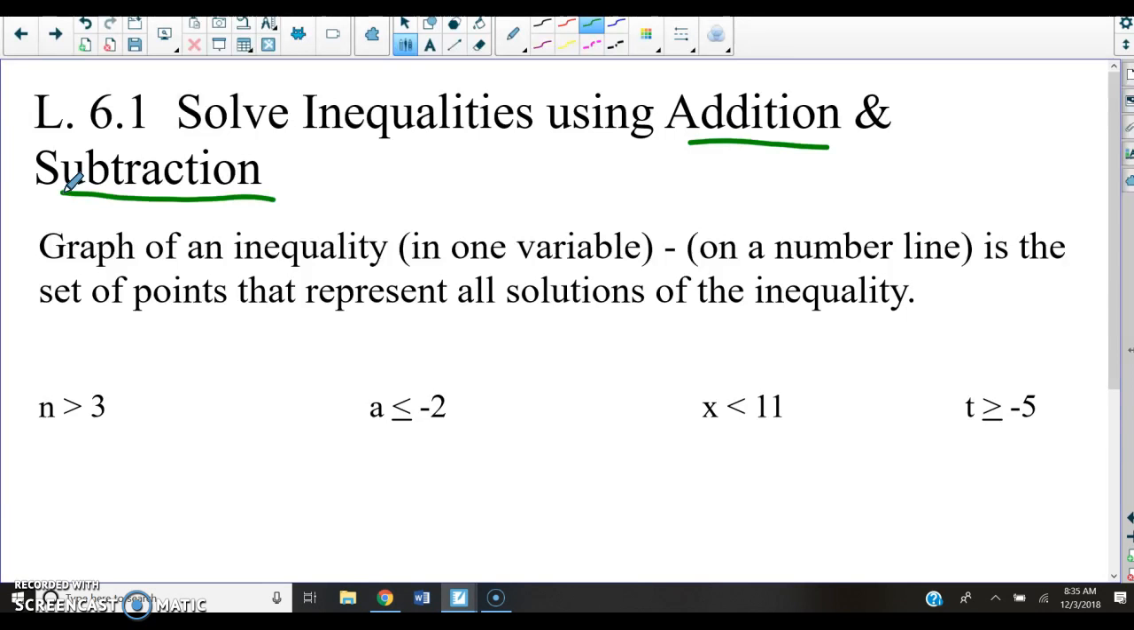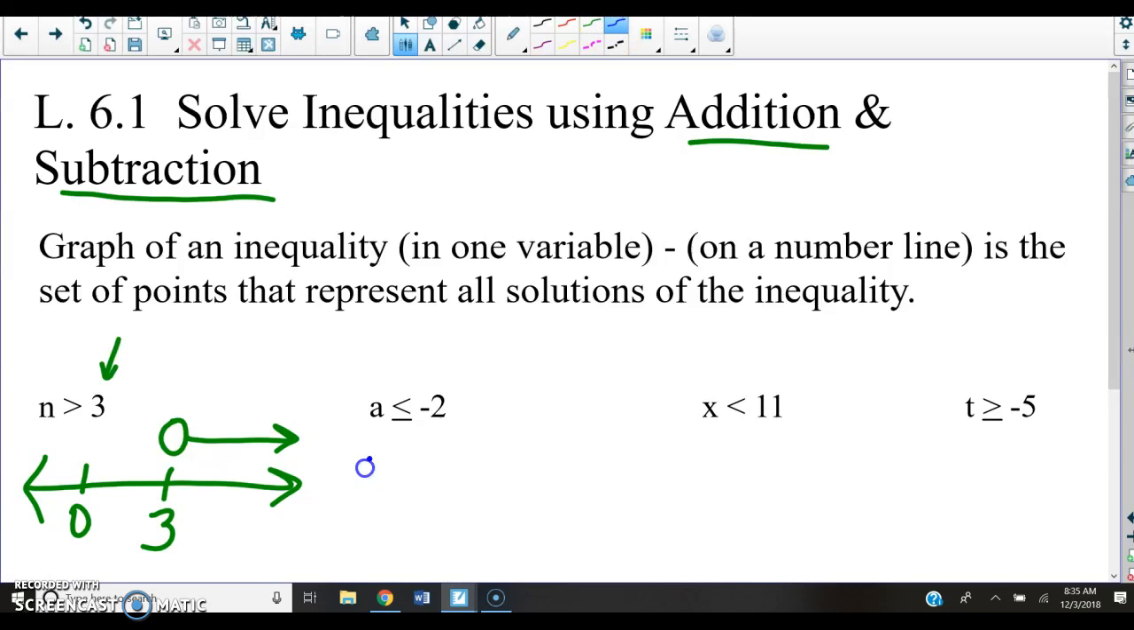The graph of an inequality in one variable on a number line is the set of points that represent all solutions of the inequality. So when we say n is greater than 3, that's all numbers greater than 3. Now on our number lines, I want two numbers. The number that they are talking about, in this case the 3, and then either a number like 0 or a number above it, you can use 4, whatever. But I want to know where you are orienting yourself. Do not put just the 3. Put two numbers on there. Okay? Since it's greater than 3, those numbers are bigger than 3, like 4, 5, or 6. And keeps going.